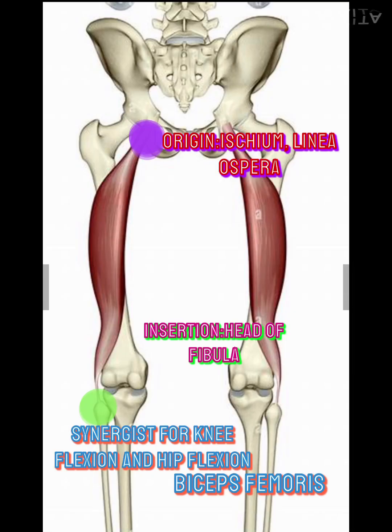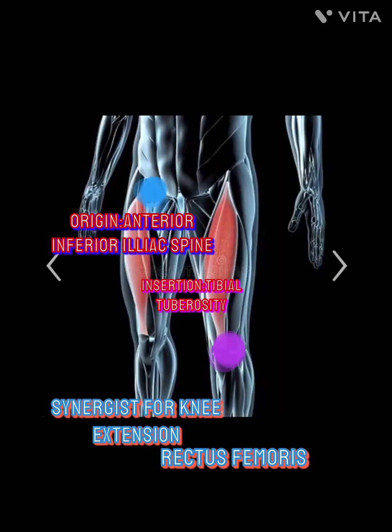Next, we have a synergist muscle for both knee flexion and hip flexion. This is the biceps femoris, which inserts on the head of the fibula and originates on the ischium and linea aspera. Up next, we've got the synergist muscle for knee extension, which is the rectus femoris. It originates on the anterior inferior iliac spine and inserts on the tibial tuberosity.